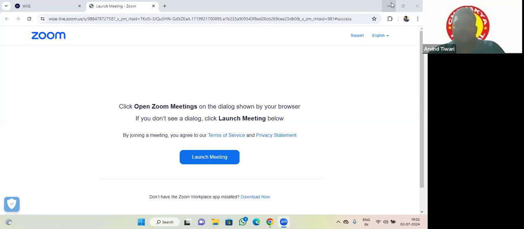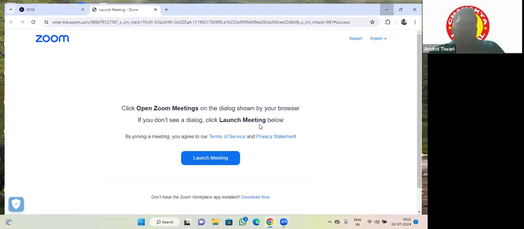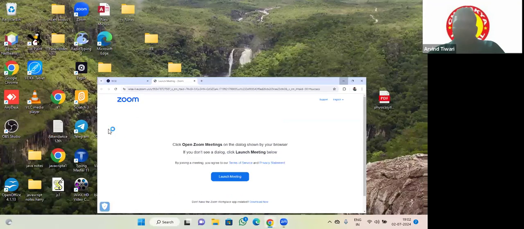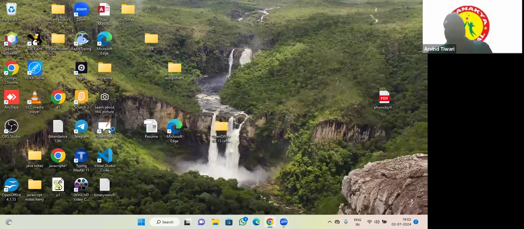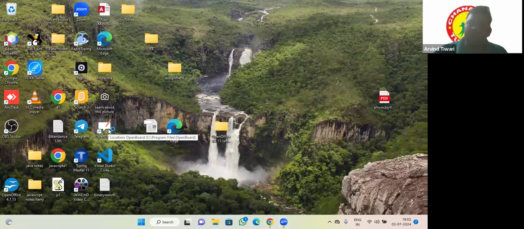So today, as a few of you are having doubts about motion graphs, we'll first look at the graphs: how do the graphs show us, or how do the graphs convey the information?